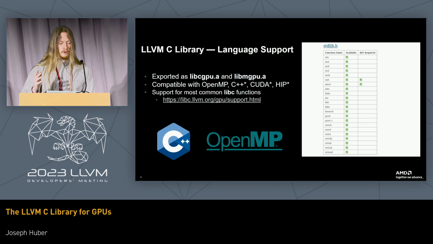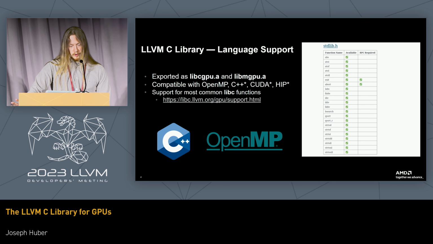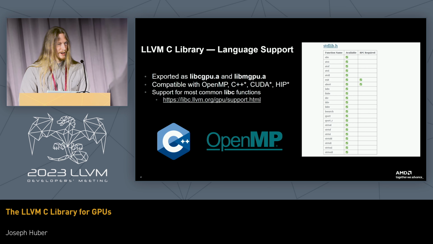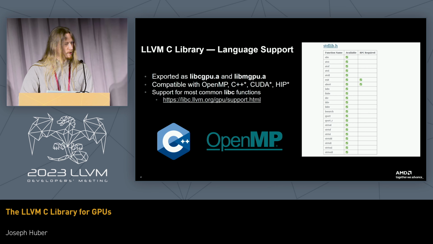Before I get too bogged down in the details, I just want to do a really high-level overview of what's really working right now. If you enable it as was shown in the documentation earlier, you will get these static libraries, libc GPU and libm GPU. And this is compatible with OpenMP, C++, CUDA, and HIP. Those last three have asterisks because it is not automatic. You need to do some manual user stuff that I don't describe here for brevity's sake.